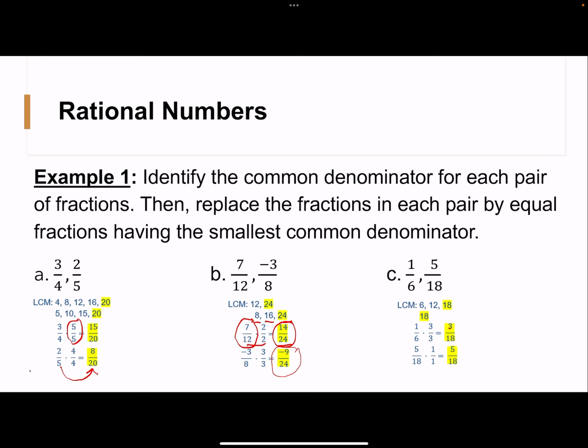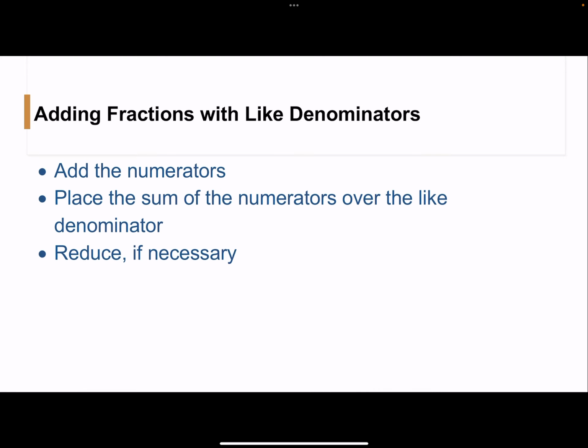It is important to know how to find common denominators because that is important when we're adding fractions. But first, we want to talk about adding fractions with like denominators. When we add fractions with like denominators, we simply add the numerators and place that sum over the already common denominator. As always, if our fraction is not in lowest terms, we want to reduce if necessary.